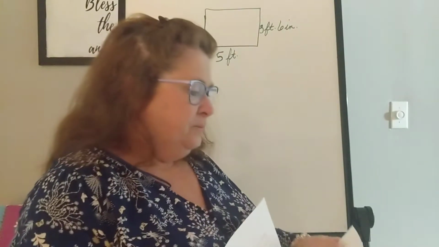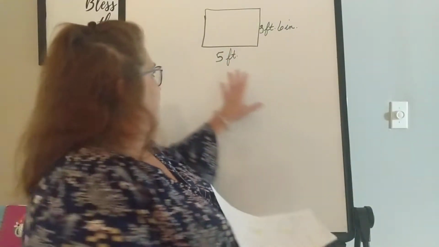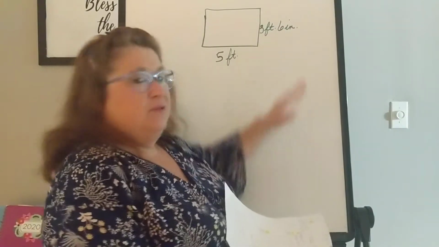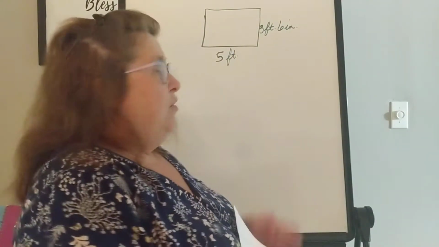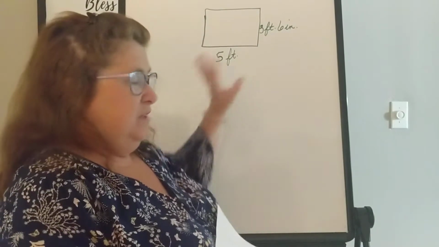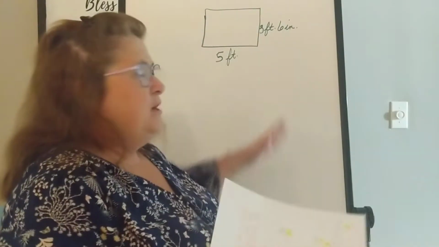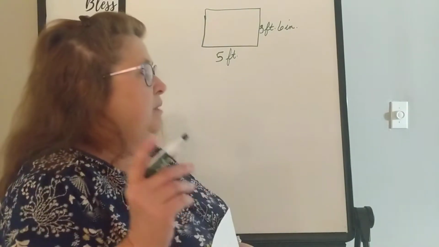So here we go. Follow along, okay? All right, so we have the perimeter of a rectangle that is 5 feet width and 3 feet 6 inches length, or vice versa. Whichever is wide and which is long, whatever. Those are the measurements that we're going to be dealing with.